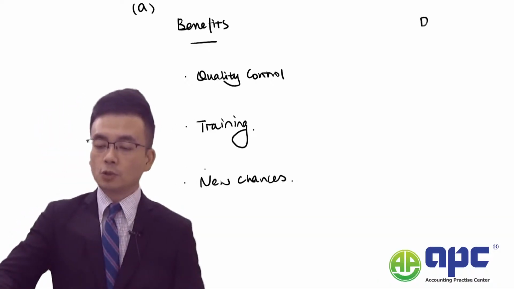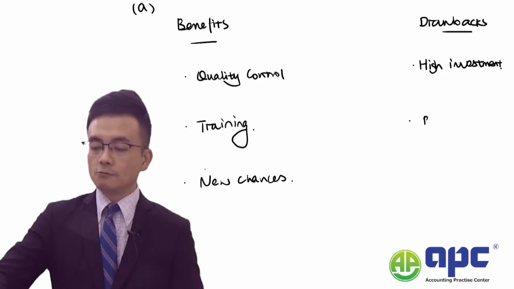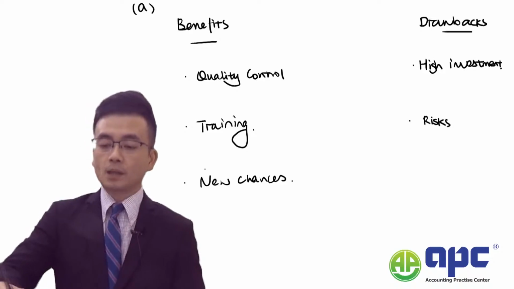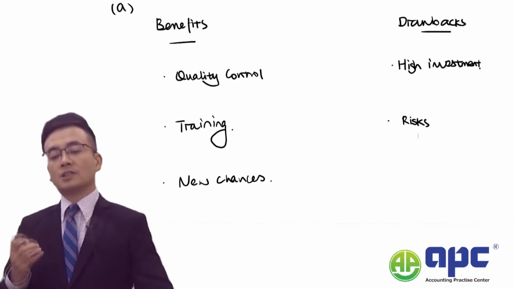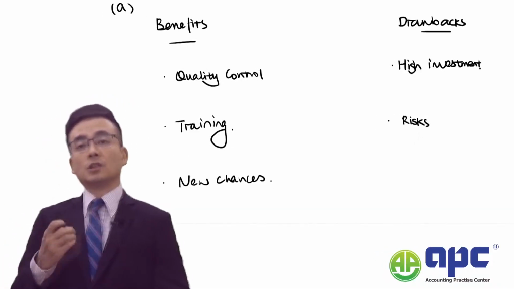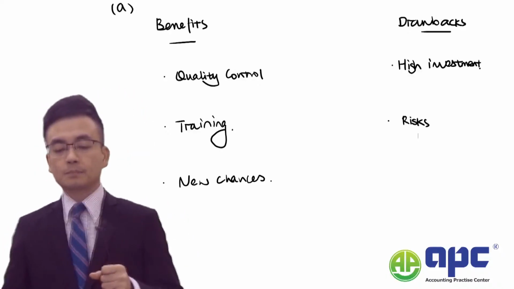But there will be a lot of drawbacks that we can say. So for example, it will be high investment, and also we will need to consider the risks in that country. Now, bullet points will not give you any marks. So the best way is to use simple sentences and then slot the information from the case into your answer.